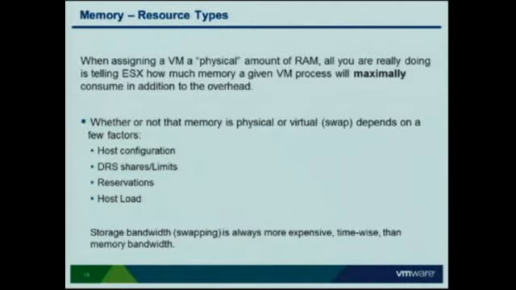So when we're talking memory, what we're really talking about is the physical amount of RAM that's allocated to a VM. But what we're really doing is we're telling ESX how much physical memory or even virtual memory a given VM process is going to maximally consume beyond the overhead of that VM. So the overhead being what's required to keep that VM even virtualized. It can be about 200 megabytes. It could be even more depending upon the configuration of the VM.